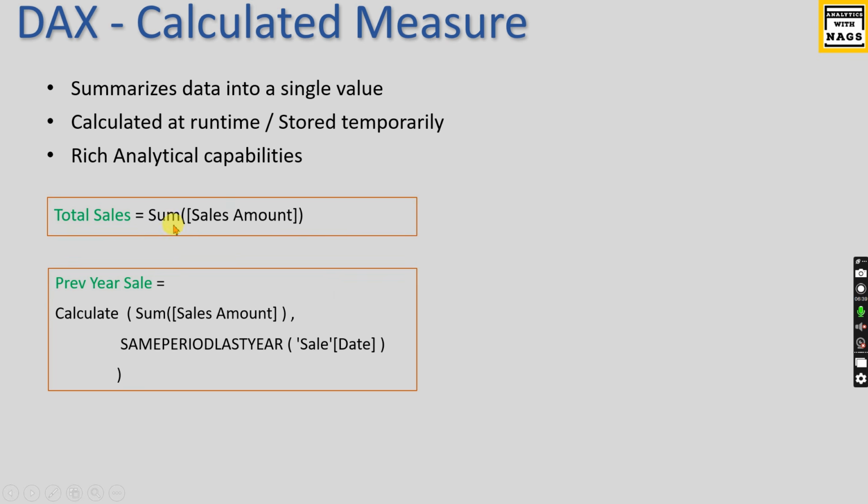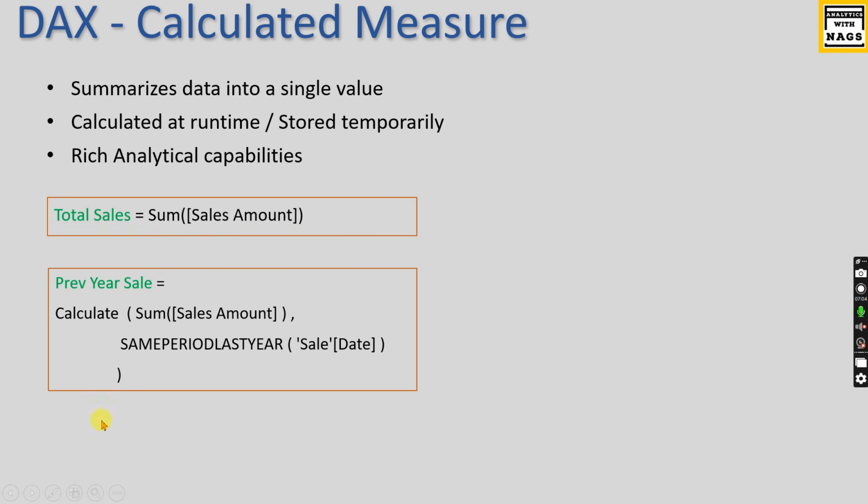Simple example over here. You can just sum it up and define this as a measure. Then it will not be stored anywhere. This is just a text. While you are calculating using this measure in your visuals, at runtime, each time you click on a filter, apply a filter, at that time this will be dynamically calculated.